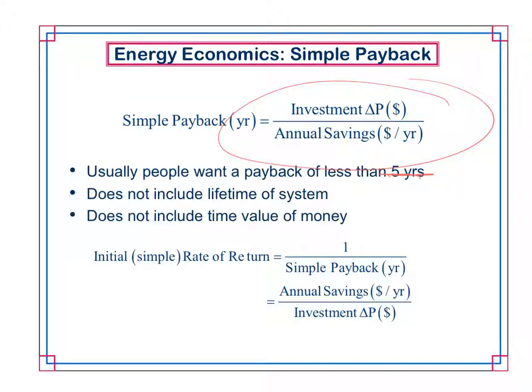So you can do this simple rate of return, which is you can divide 1 by the simple payback, or you can take your annual savings divided by your investment, and that essentially tells you the number of years that it takes to pay that back.